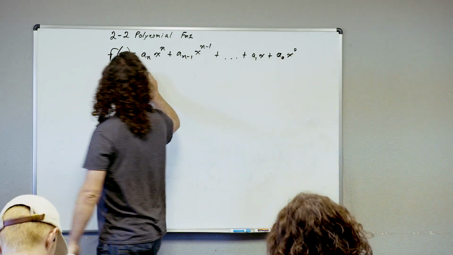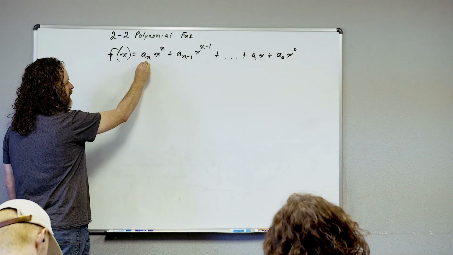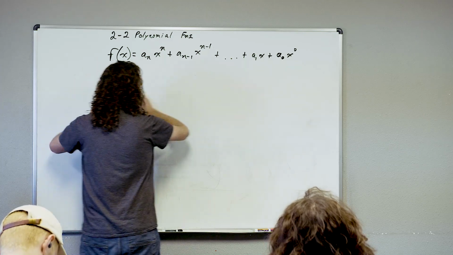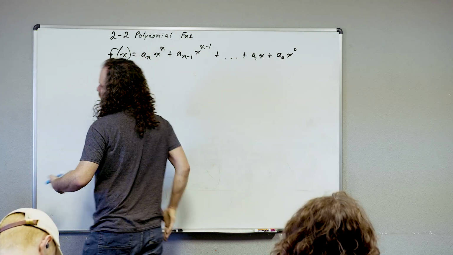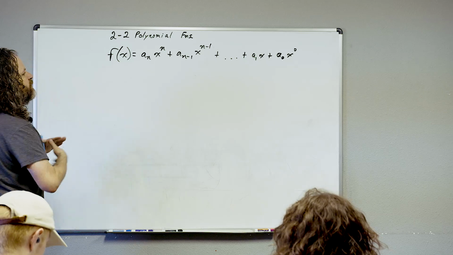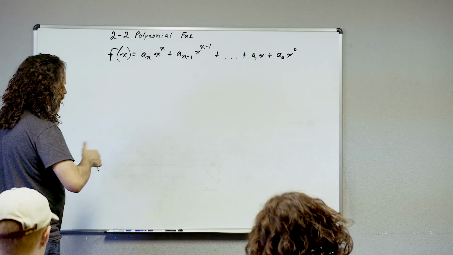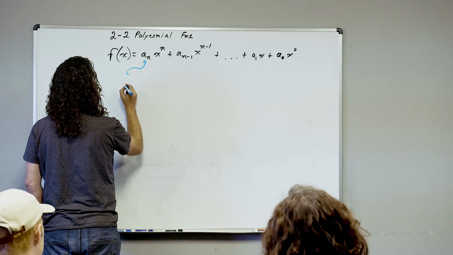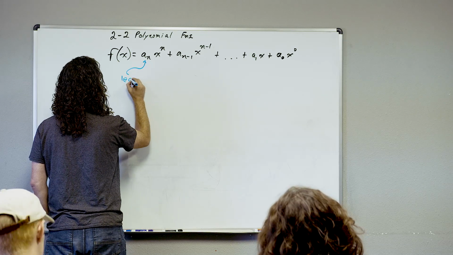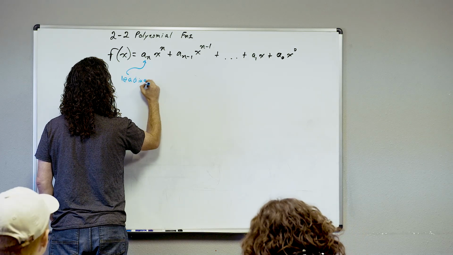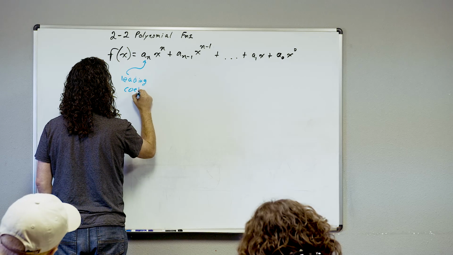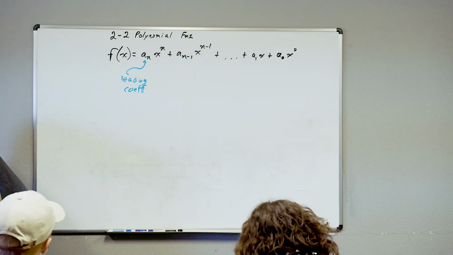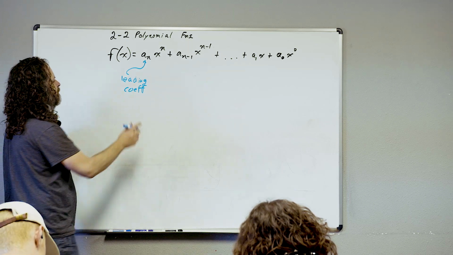So a sub n has a name in context. Everything that we've written on the board is things that you've seen before, right? This is just formally writing things out. The a sub n has a name. Its name is the leading coefficient, which maybe has 2 f's. Does it have 2 f's? Let's find out. It does.